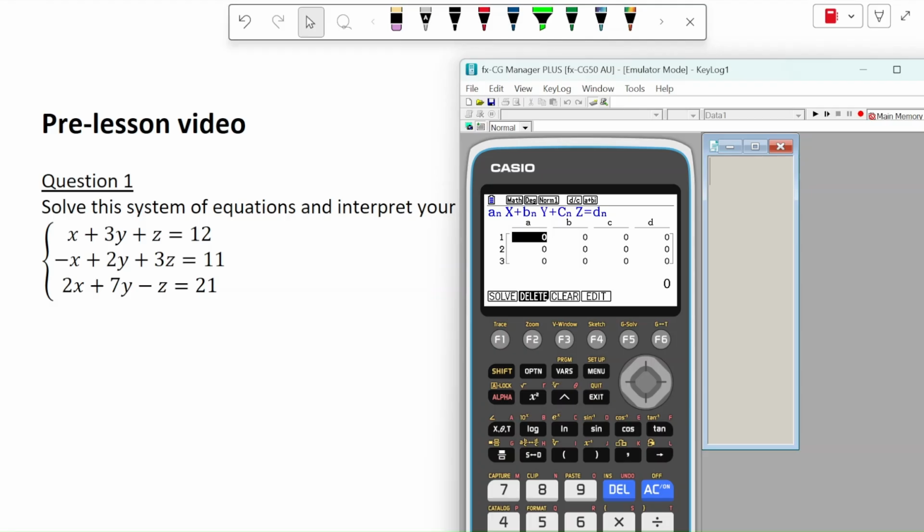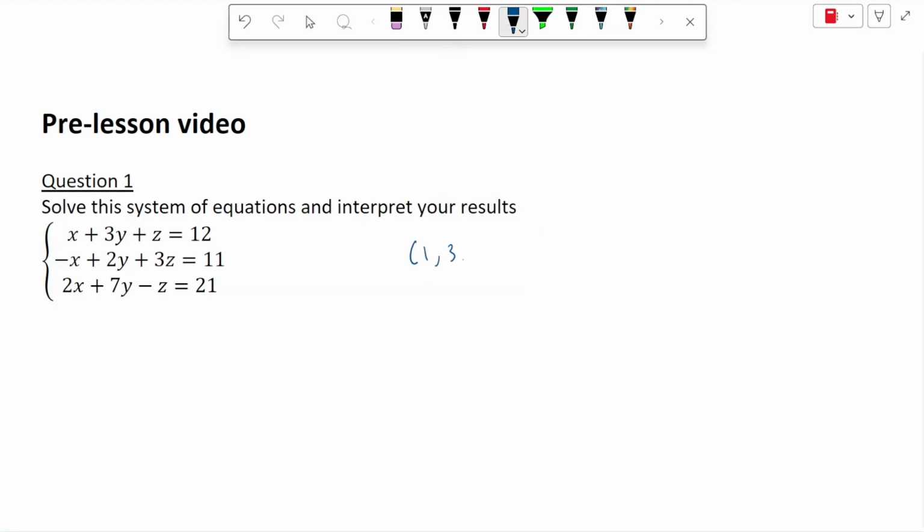And then in here, we need to put all the coefficients. So 1, 3, and 1. 1x, 3y, 1z equals 12. And then follow along. Minus 1, 2, 3, 11. 2, 7, minus 1, 21. And then hit F1 to solve it. And we should get 1, 3, 2. So that is the answer that I'm expecting to get. X is 1, Y is 3, Z is 2.